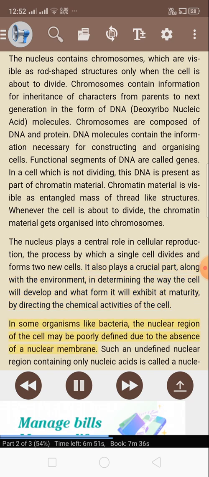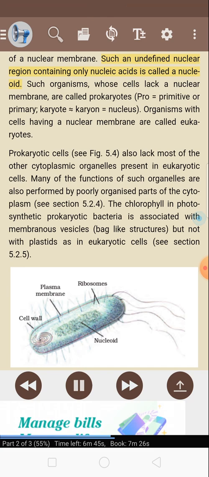In some organisms, like bacteria, the nuclear region of the cell may be poorly defined due to the absence of a nuclear membrane. Such an undefined nuclear region containing only nucleic acids is called a nucleoid. Such organisms whose cells lack a nuclear membrane are called prokaryotes. Pro equals primitive or primary, karyote approximately equals karyon equals nucleus. Organisms with cells having a nuclear membrane are called eukaryotes.